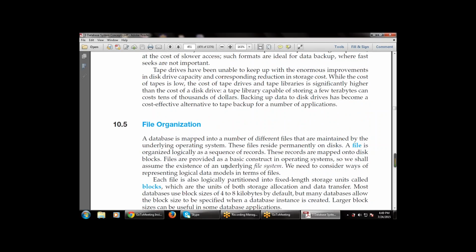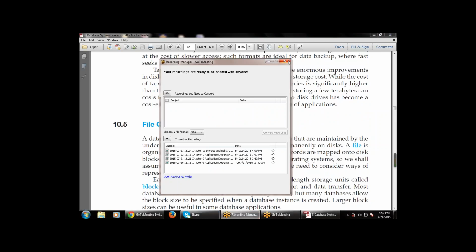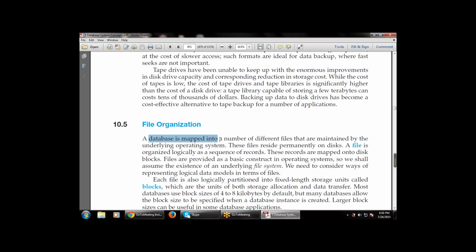Next is the file organization. That is the most important concept. That is how to organize the files, or how to manage the files. In simple terms, organizing means how to organize, and when to organize. So a database is mapped into a number of different files that are maintained by the underlying operating system. So a database contains multiple, different files that are maintained by the underlying operating systems.